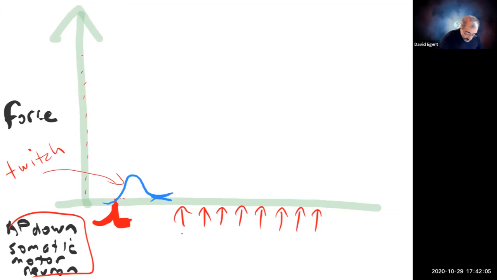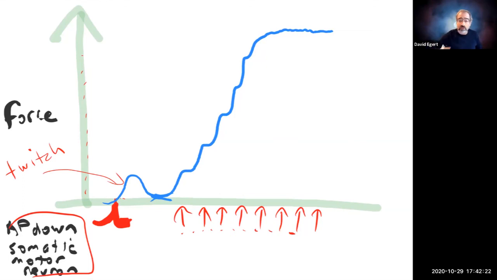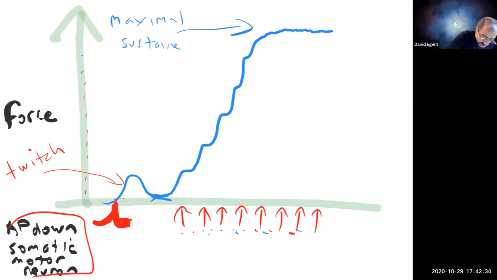Typically, if you just keep firing action potentials down there, the calcium builds up, and more and more of the myosins are all going together. So if you keep firing off, you are going to get this maximal sustained contraction for a fiber, and that is called tetanus.